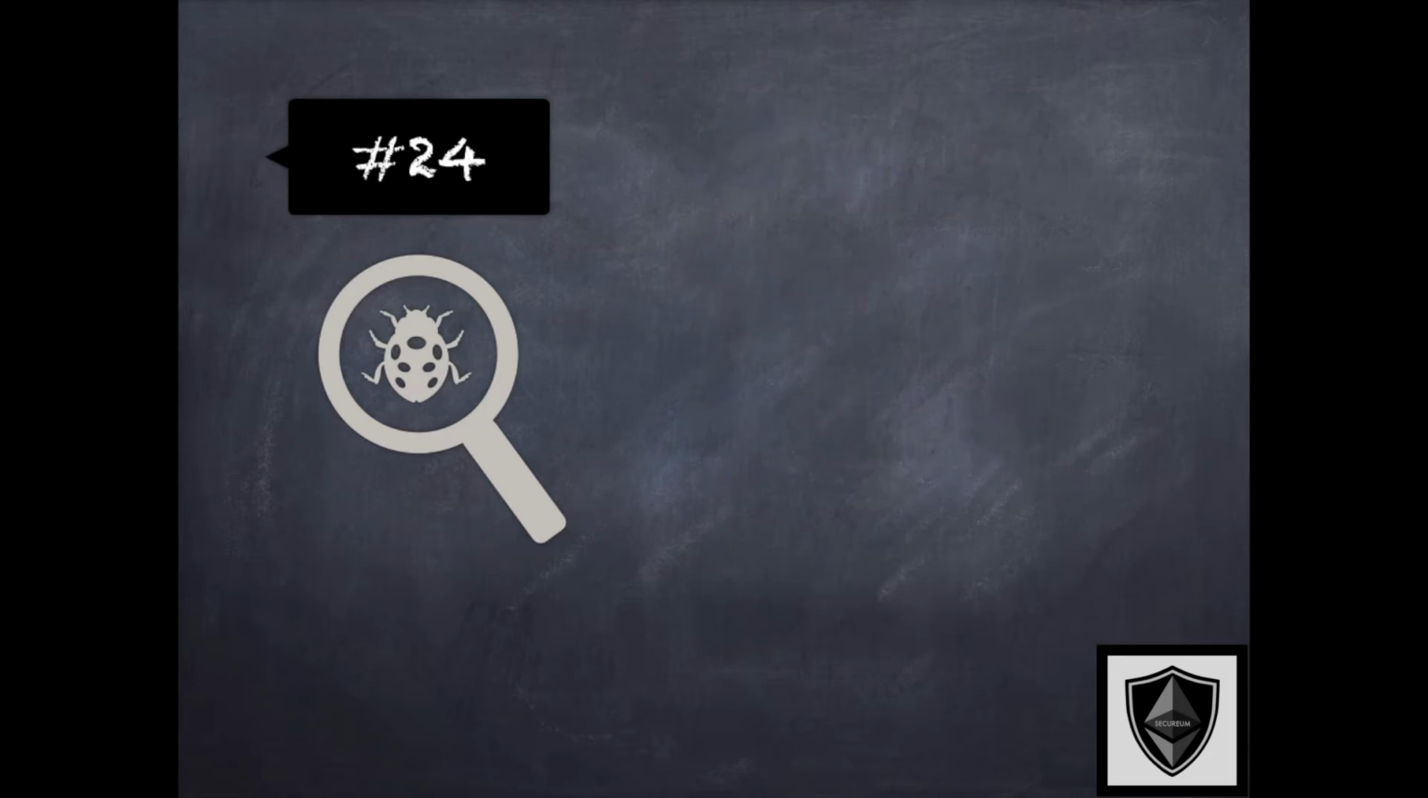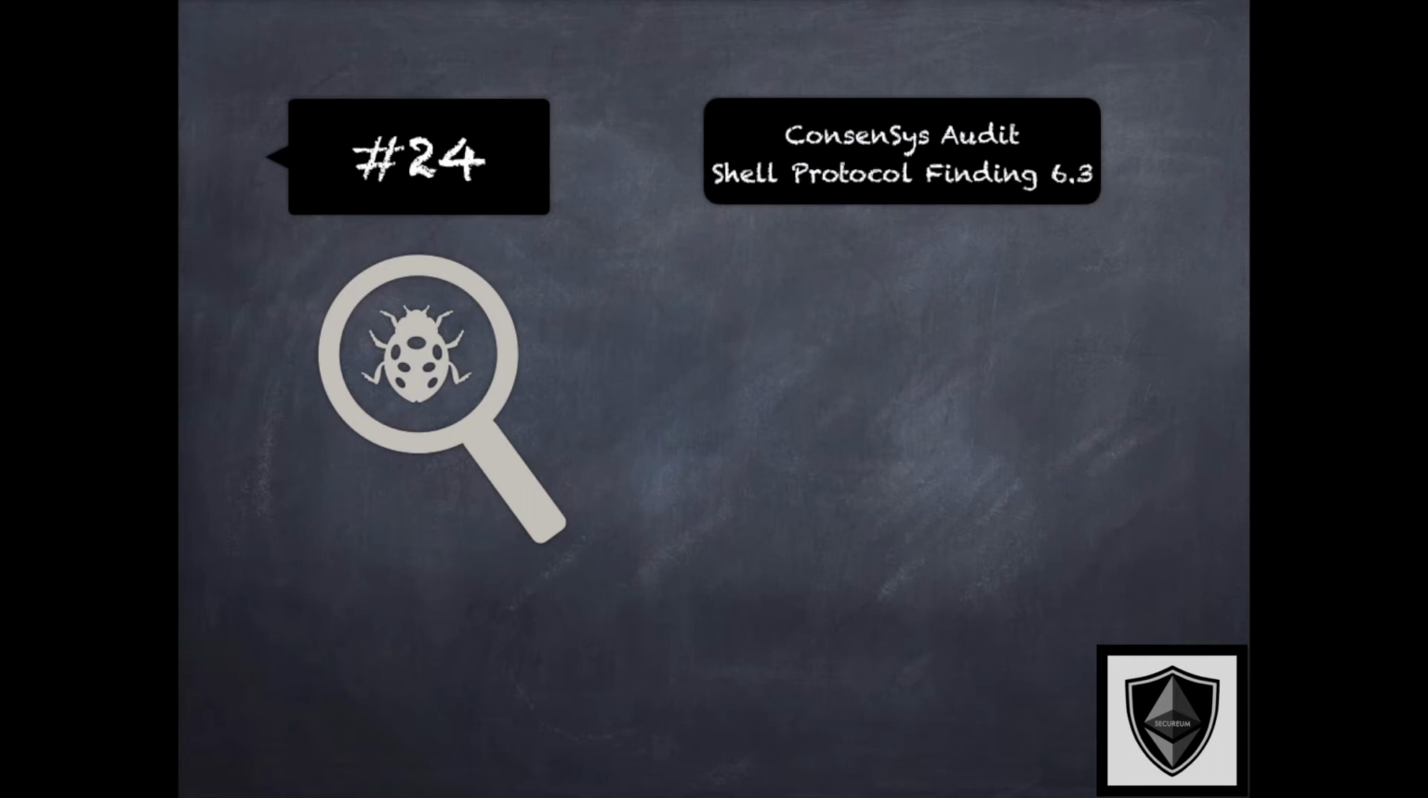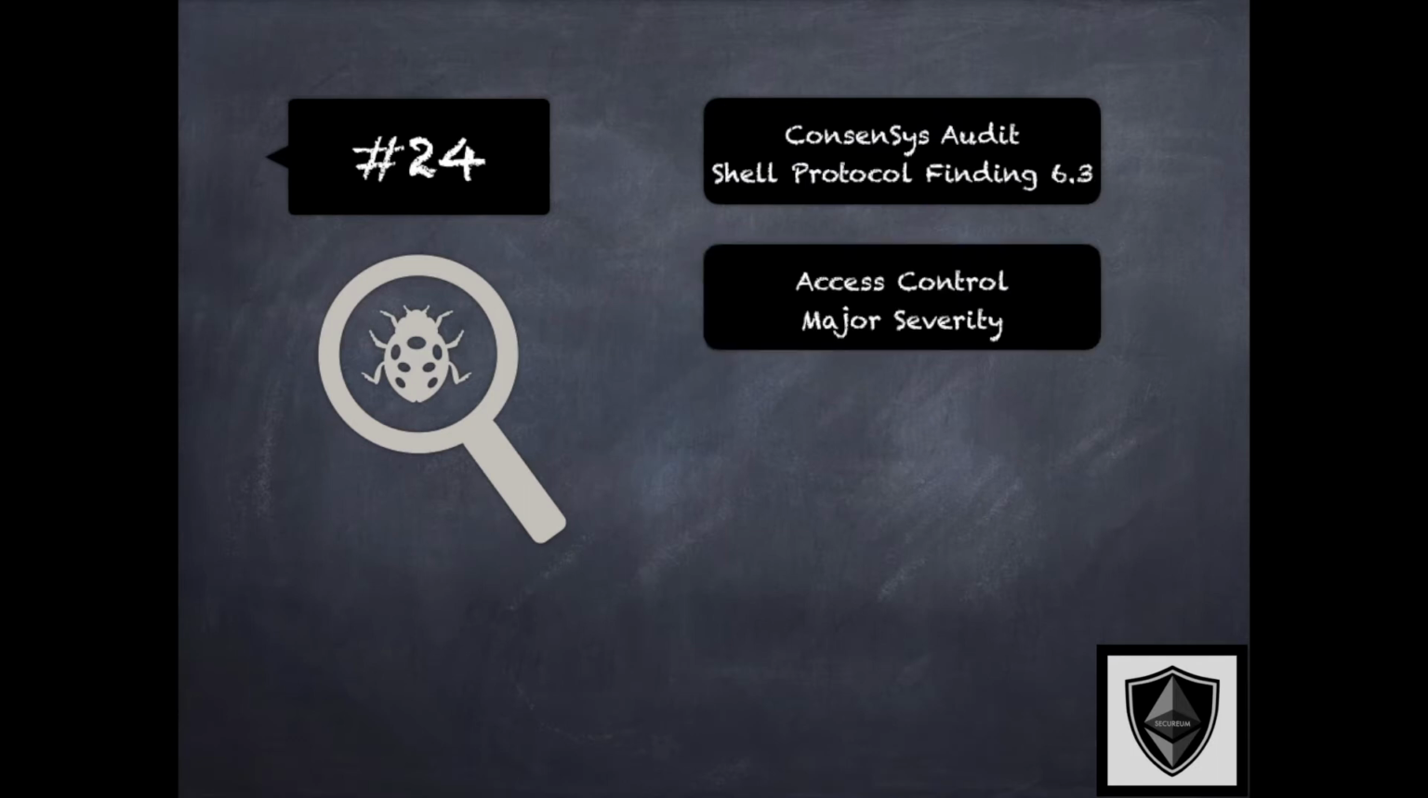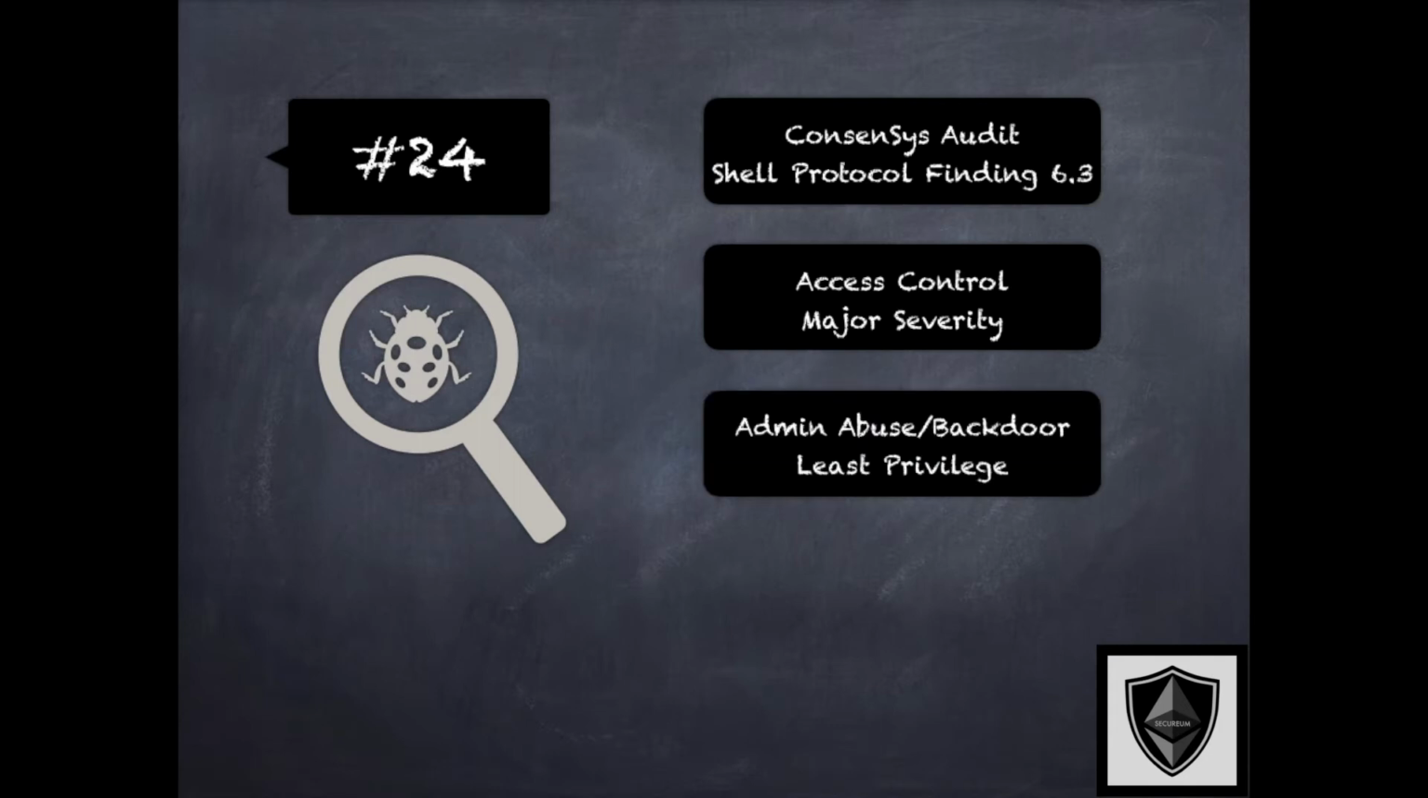Number 24 is another finding from consensus diligence audit of Shell protocol, where it was a major severity finding related to access control. There were several functions that gave extreme powers to the protocol administrator, of which the most dangerous was the one granting capability where the administrator could intentionally or accidentally deploy malicious or faulty code that could drain the whole pool or lock up the users and LPs tokens.